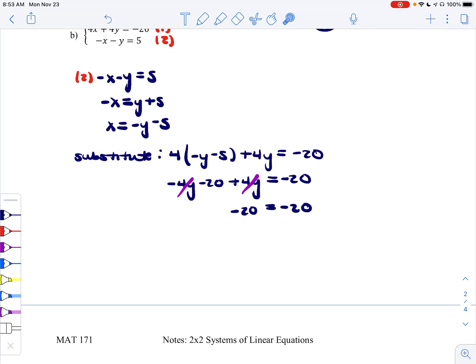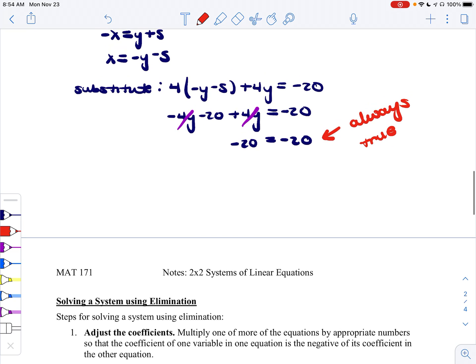And if you think about that, that's always going to be a true statement. No matter what x and y are, -20 always equals itself. It always equals -20. So because this statement is always true, what this means is that there are infinitely many solutions to the system of equations. That's how we say this. There are infinitely many solutions.